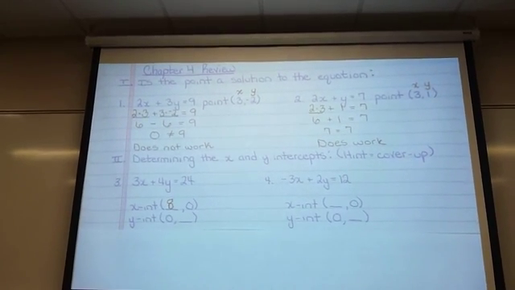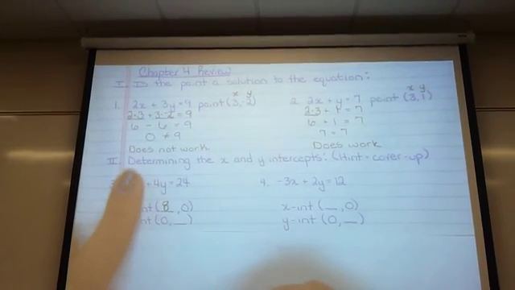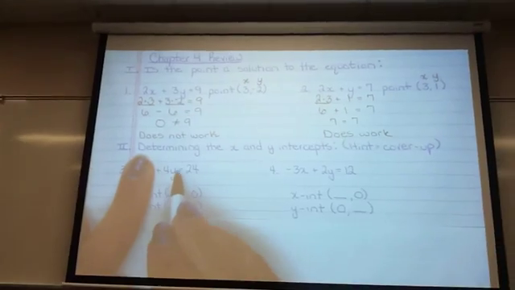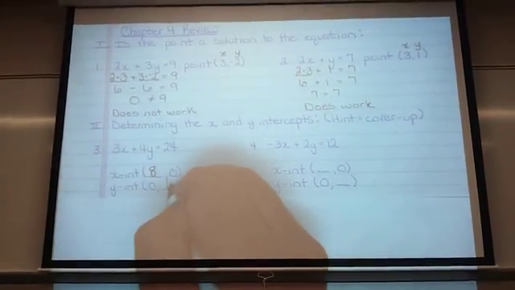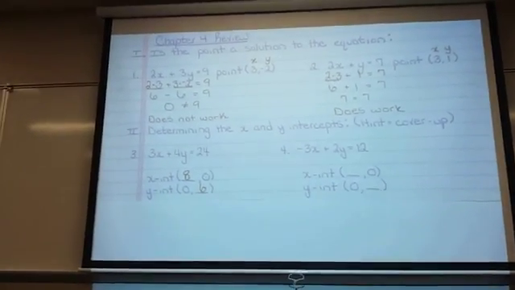If you're trying to find the y-intercept, cover up the letter you don't need. 4 times what number gives you 24? 6. And you found your x and y intercepts. That's all you gotta do.